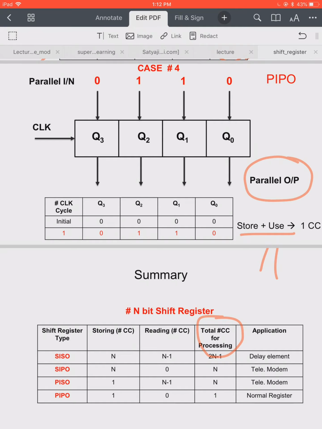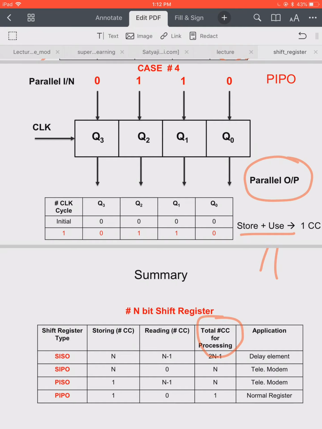So total for processing I need 2n minus 1 clock cycles, right? So simply you can understand that this SISO, single serial input and serial output shift register, can be used as a delay element in your data processing pipeline. It's just like a buffer, and it will insert some delay into your processing.